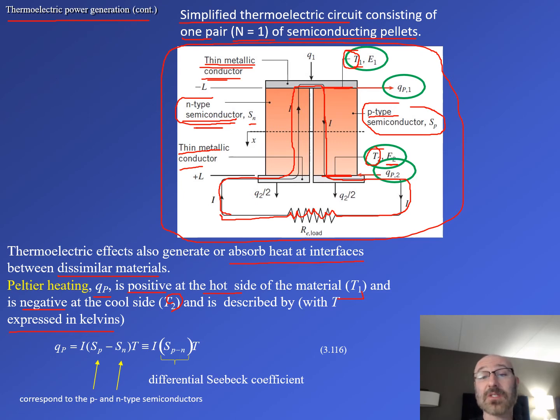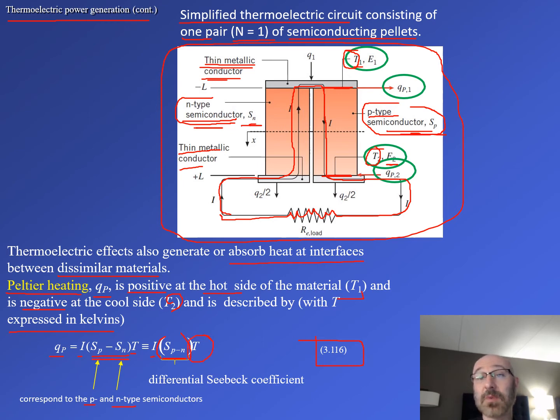This leads us into our governing equation to solve for Q sub P, or Peltier heating, equation 3.116 in our textbook. Q sub P is equal to the current I times the difference between S sub P and S sub N, which correspond to the P and N-type semiconductors, times the temperature T. This is equivalent to the current times the differential Seebeck coefficient S sub P-N, the difference between those two, times our temperature T.